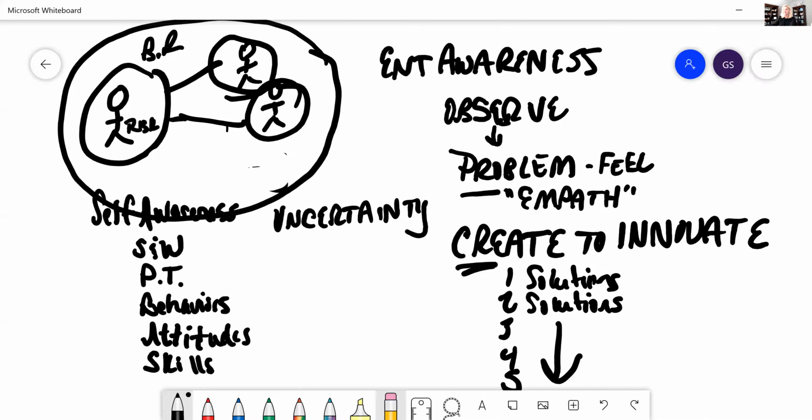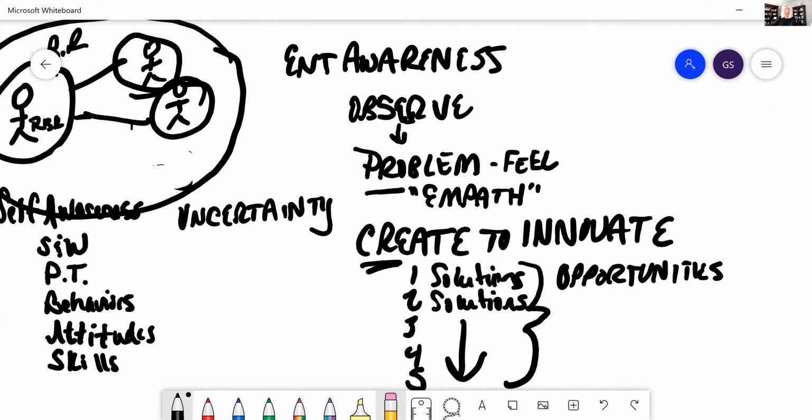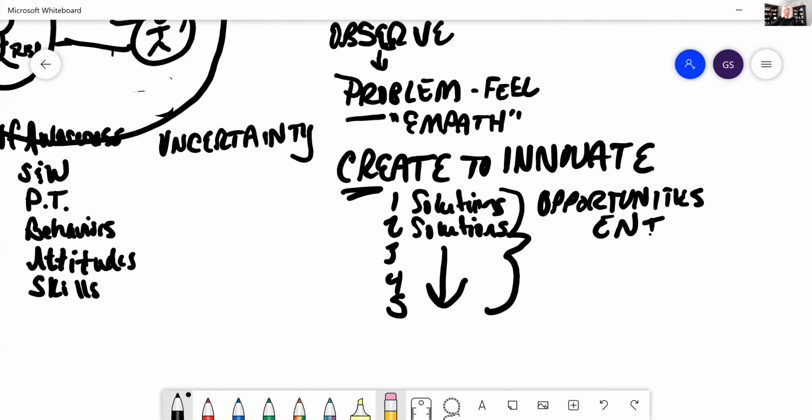Now, after we decide what these solutions are, we need to evaluate these to see which ones are opportunities. And not just opportunities, but which ones are entrepreneurial opportunities. That's key. They've got to be entrepreneurial opportunities. So we need to start, first of all, by looking at each one of these solutions and deciding which ones are timely, which ones are durable, and which ones are attractive.